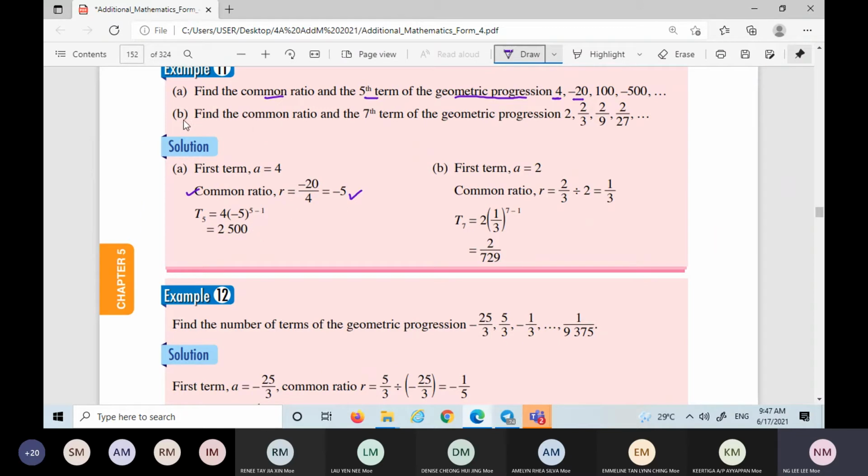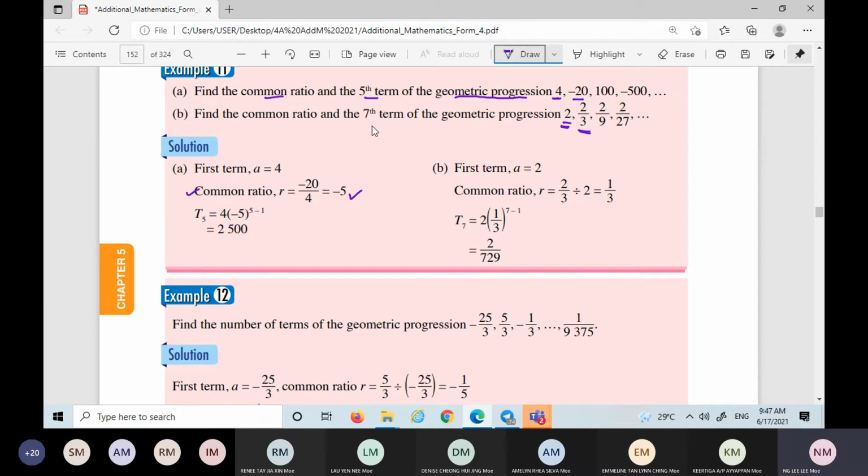Okay, look at number B. Same thing, they want the common ratio. They want the 7th term. So here is the A. R will be this divided by this, second term divided by the first term. So it's 2 over 3 divided by 2. Then you just press the calculator, then you get 1 over 3.